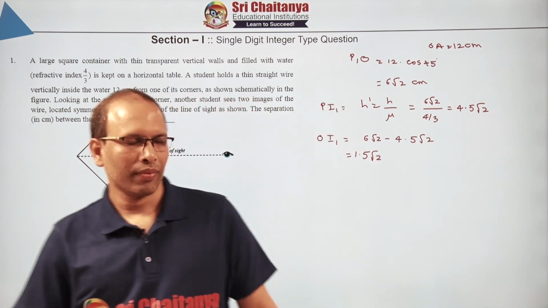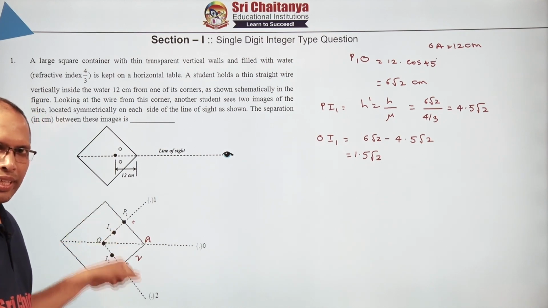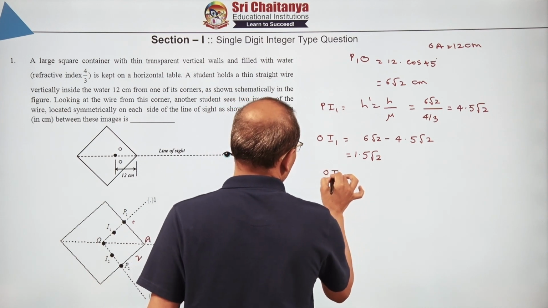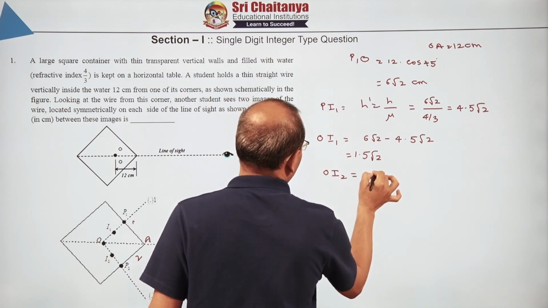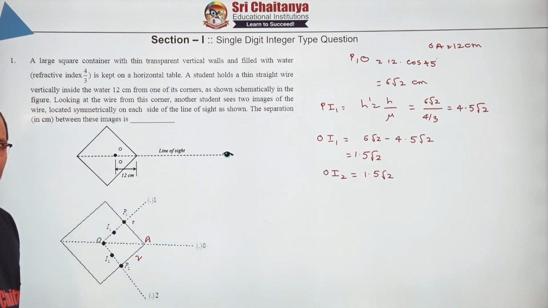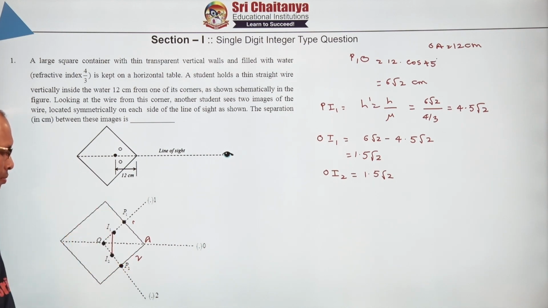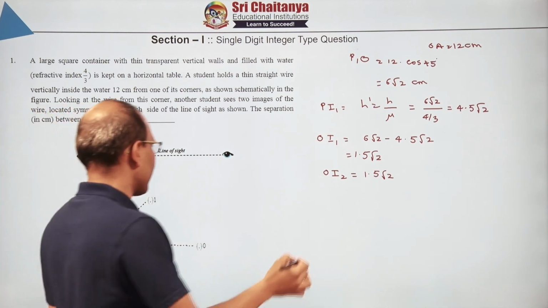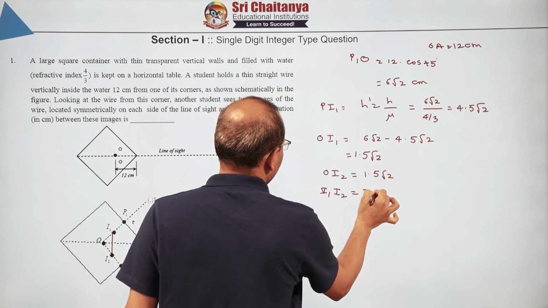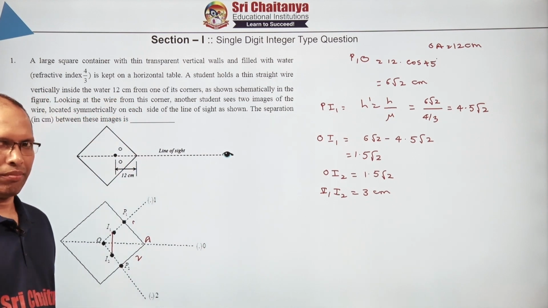In the same way, the distance between O and I2 will also be the same because they are placed symmetrically. So OI2 we will get as 1.5 root 2. Now if you look at this diagram, we want the distance between I1 and I2. This distance is nothing but 3 centimeters. So this is the first question.